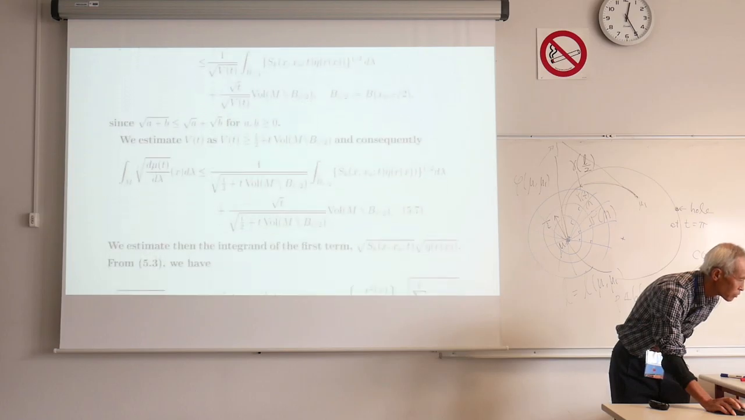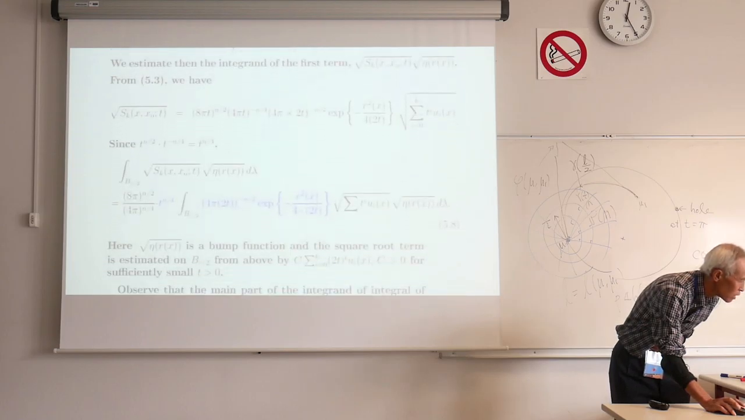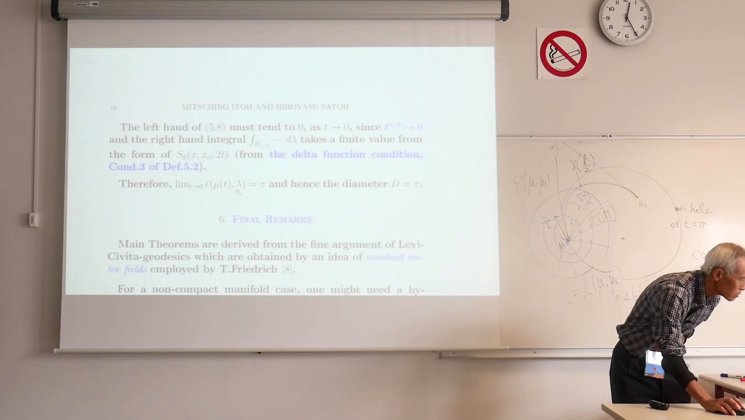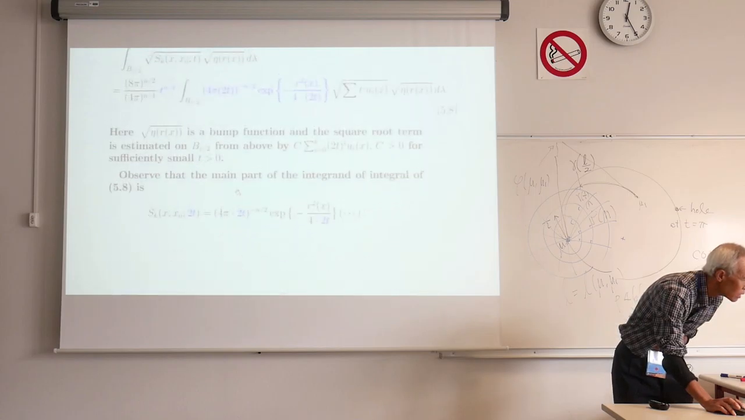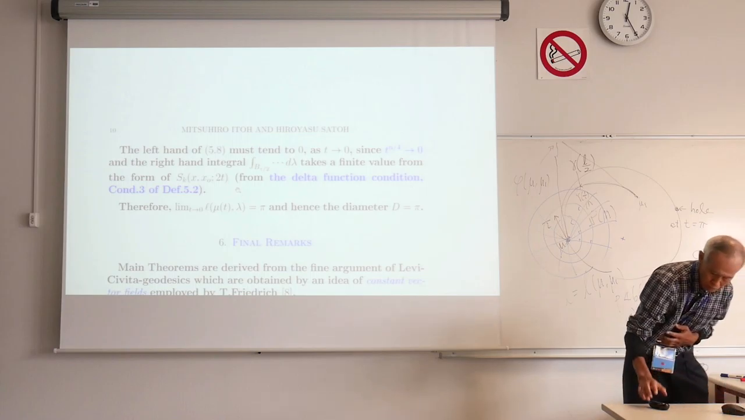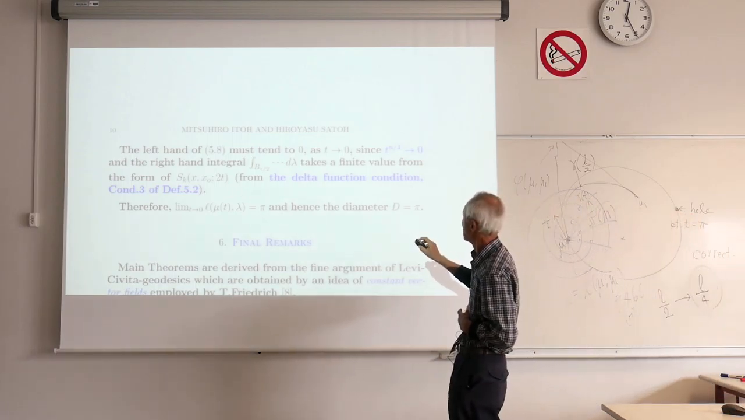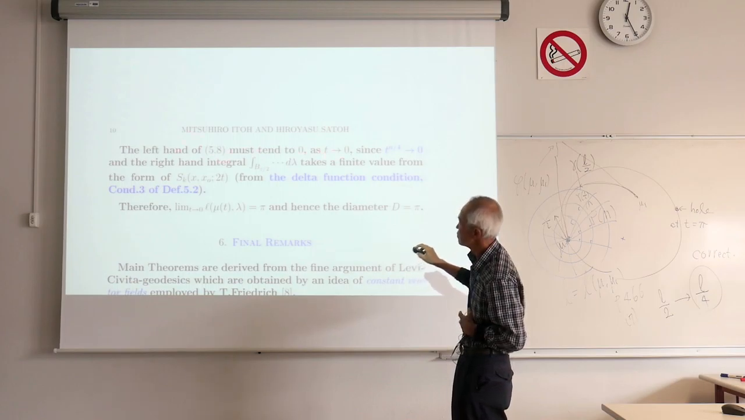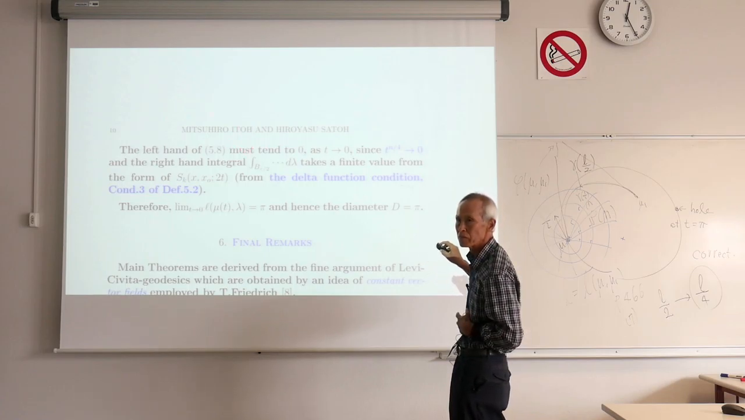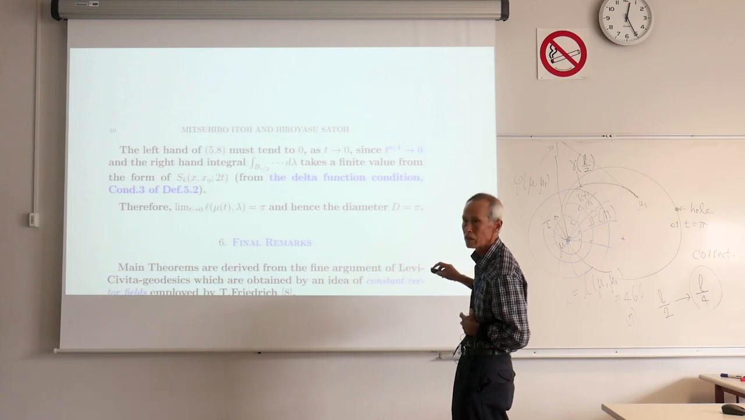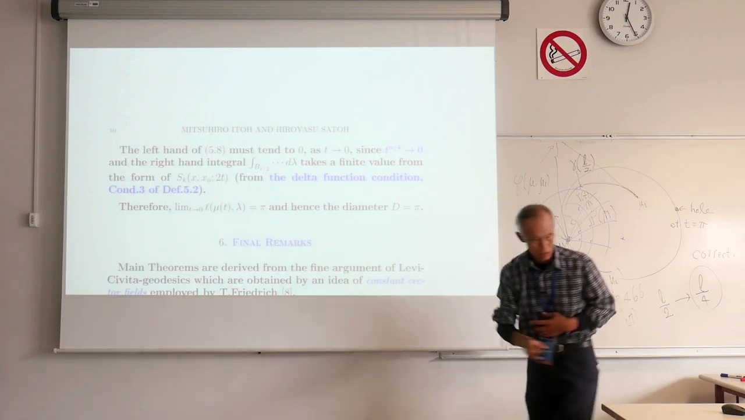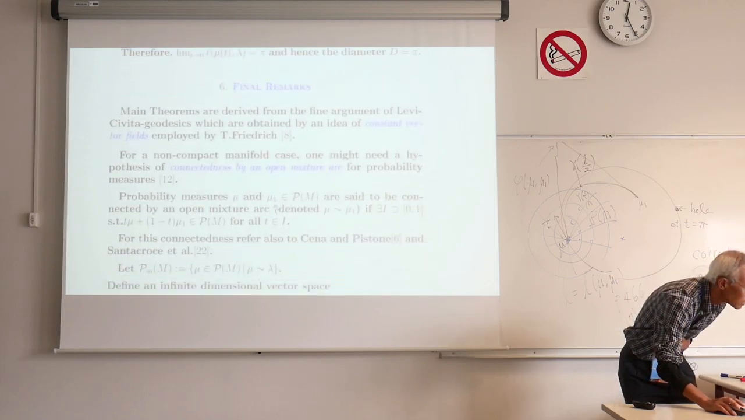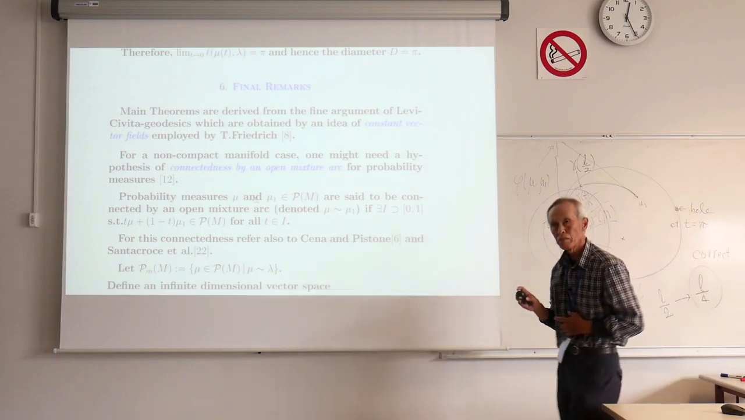And we can show that, here is a long calculation, but here, if time t tends to zero, then the integration must tend to zero. So this gives that the diameter is equal to pi, okay?